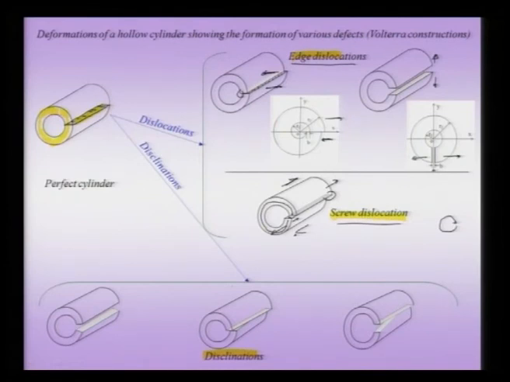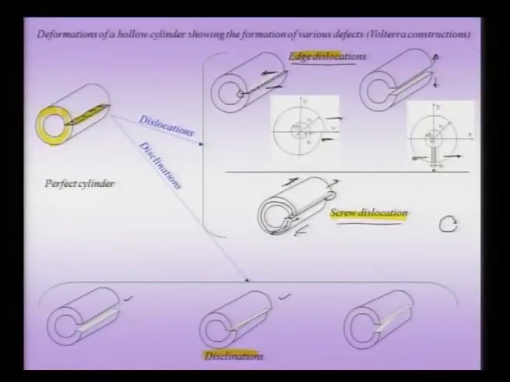We could of course create a left-handed screw also. There are other defects which you can create using this Volterra construction, and these are the disclinations, which are shown briefly here. We will not take up these in this case, but in the context of crystallographic defects, we had mentioned that these disclinations are associated with rotational symmetry. So, you can see that you can not only create dislocations, but you can also create these kinds of disclinations using the Volterra cylinder.